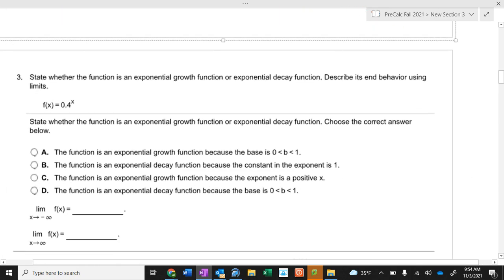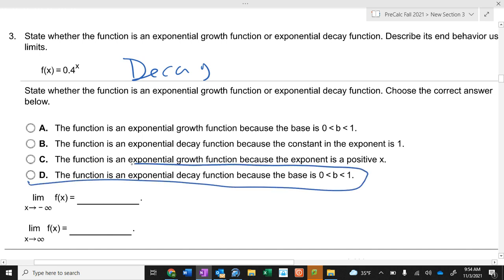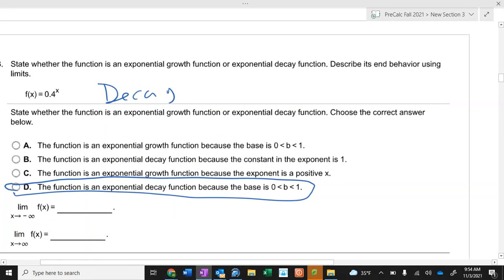Okay. Is this growth or decay when it's 0.4 to the x? Decay. It's decay because the base is between 0 and 1. So what does that look like? What does 0.4 to the x look like?